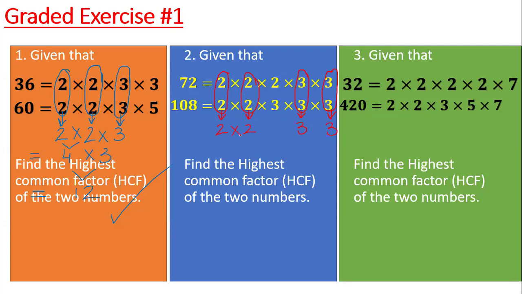36. Okay. 2 times 2, so we have times 3. 2 times 2 gives us what? 4. And then 3 times 3 gives us what? 9. And 4 times 9 is equal to 36.